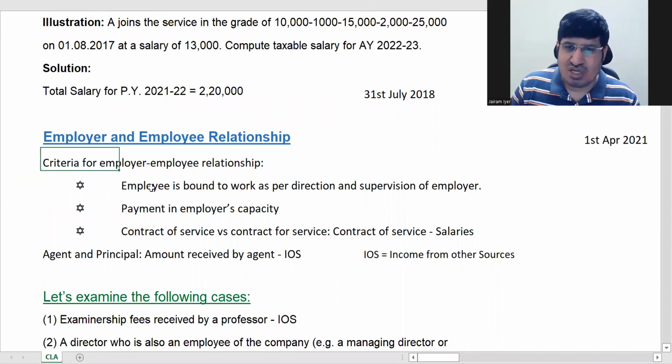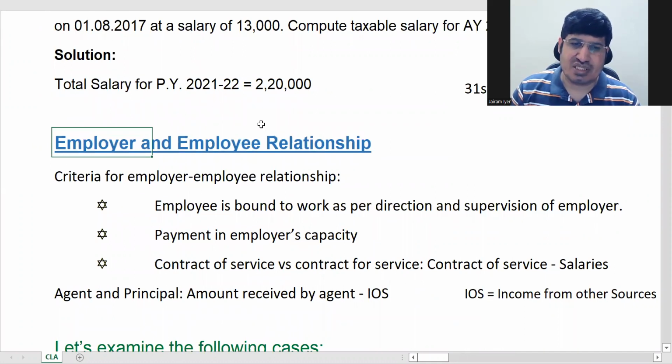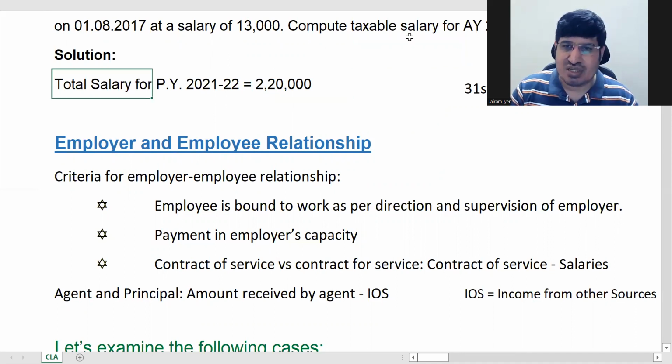Okay, next, we are now going into a little bit of details of salaries. First, the most important thing for any income to be taxable as salaries is the employer and employee relationship. If this is there, only then the amount is taxable as salaries. This is the most important criterion. If it is not fulfilled, any amount goes outside of salaries. Okay, so what is the main thing to judge the employee and employer relationship?